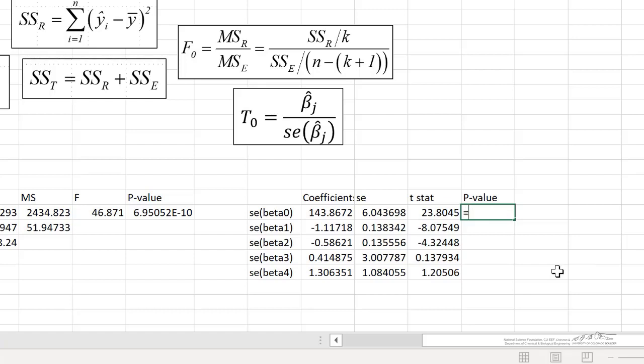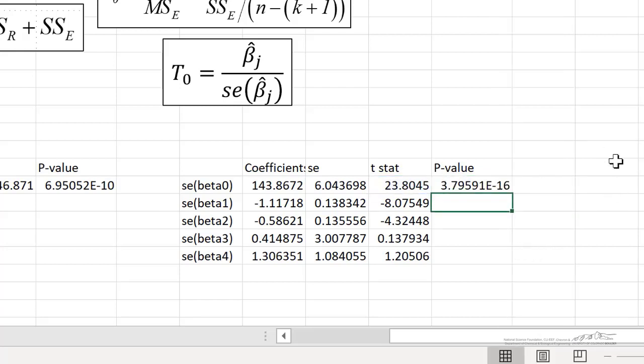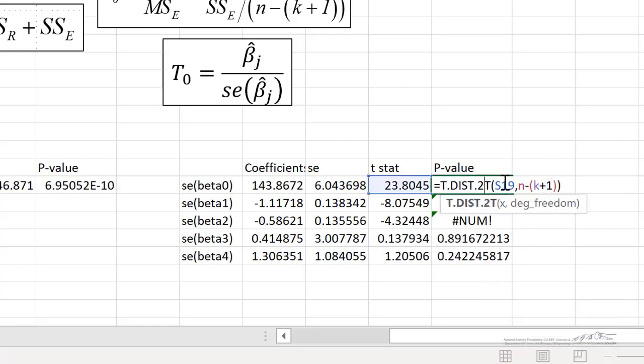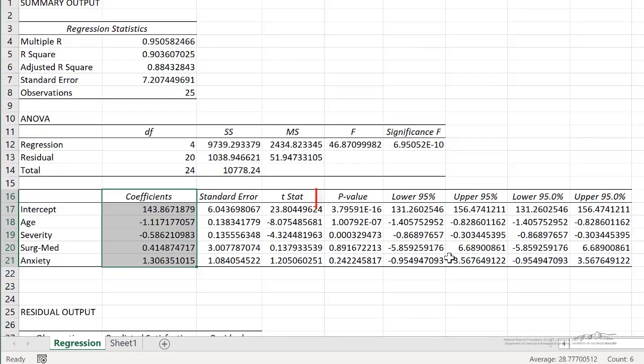We can use the T.DIST.2T function, which calculates a two-tailed p-value, our test statistic with n minus quantity k plus 1 degrees of freedom, and we end up with a p-value of about 3.8 times 10 to the negative 16, and we can easily pull that down. We need to actually make this an absolute value because we're looking at the absolute value of that, and now we can pull this down, and those are our p-values. You notice that those are exactly what we get using the regression tool.